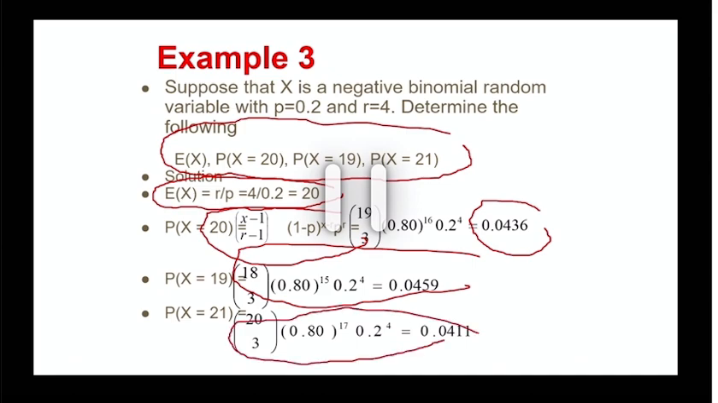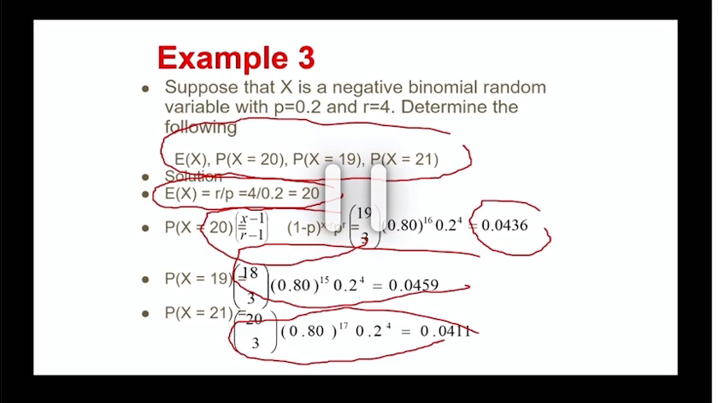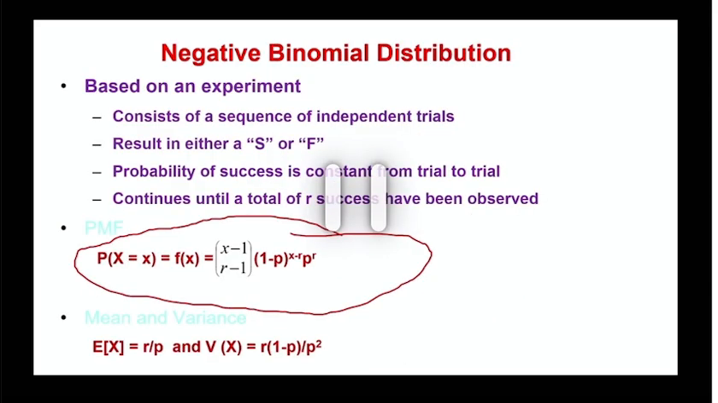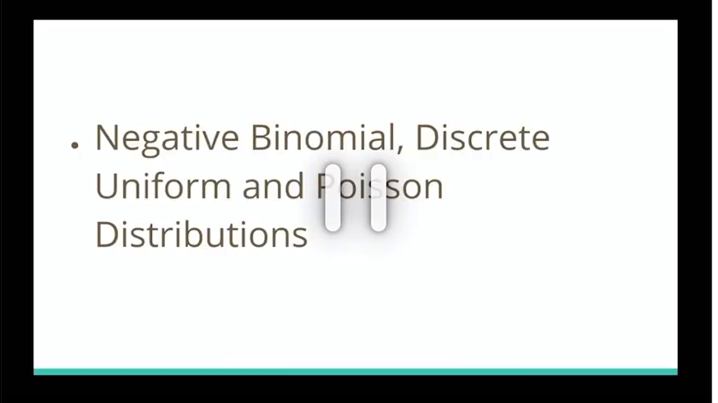What formula are we using? We're using this formula here. Can you see that? That's the formula we're using. You have to know what your X represents, what your P represents, and what your R represents moving forward. Okay, does that make sense? Okay, so that is an example on negative binomial.